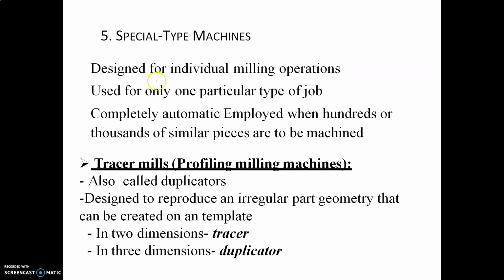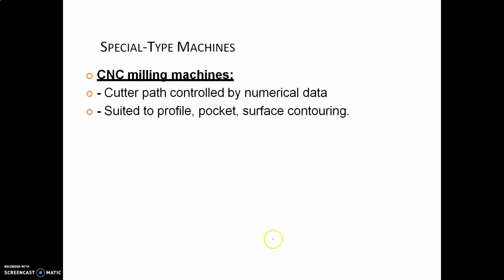Special type of milling machine designed for individual milling operation, used only for one particular type of job. Completely automatic, employed when hundreds and thousands of similar workpieces can be machined. The tracer milling, so profile milling is also possible using this milling machine. It's also called a duplicator. It can duplicate other components and is designed to reproduce irregular part geometry that can be carried out in templates, into two-dimensional tracers and three-dimensional duplicators.